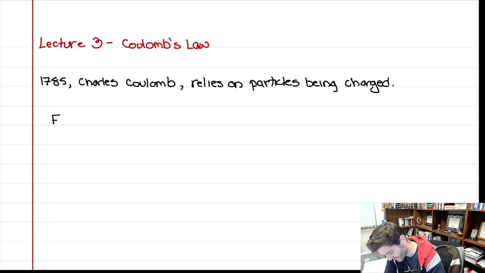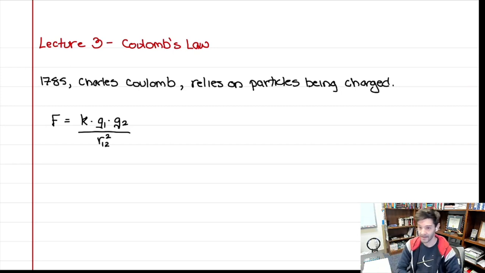And so then we can come up with the magnitude for Coulomb's law of force, which depends on some constant of proportionality, and then it depends on the charge on object 1, the charge on object 2, as well as the distance between the two objects squared, and that appears in the denominator.